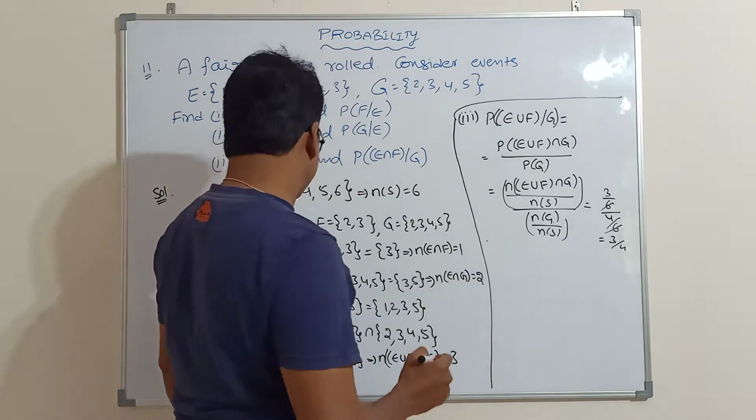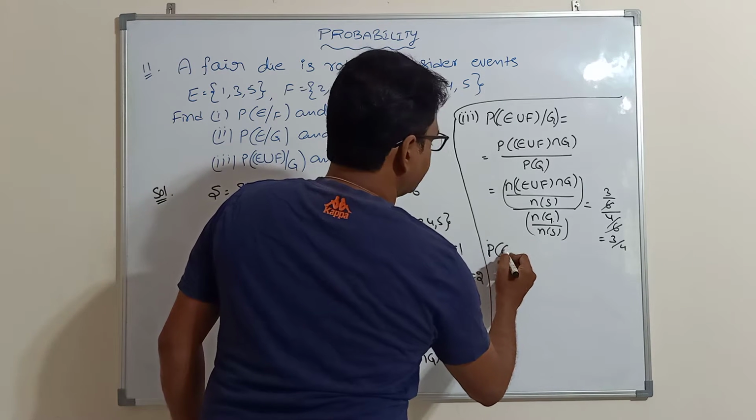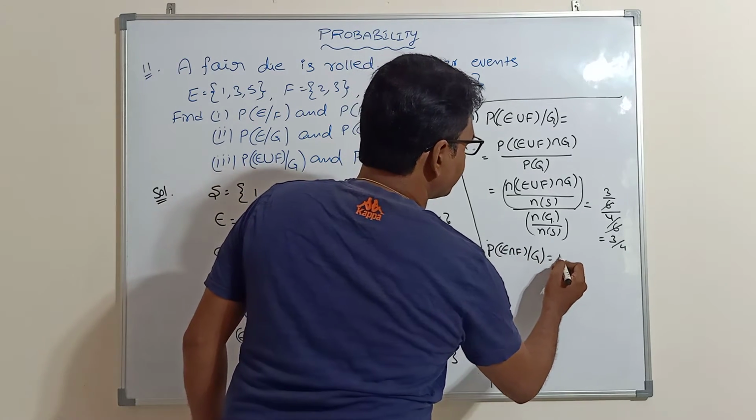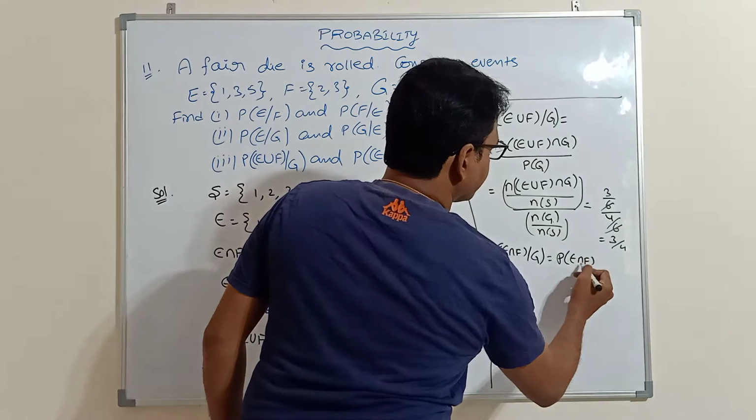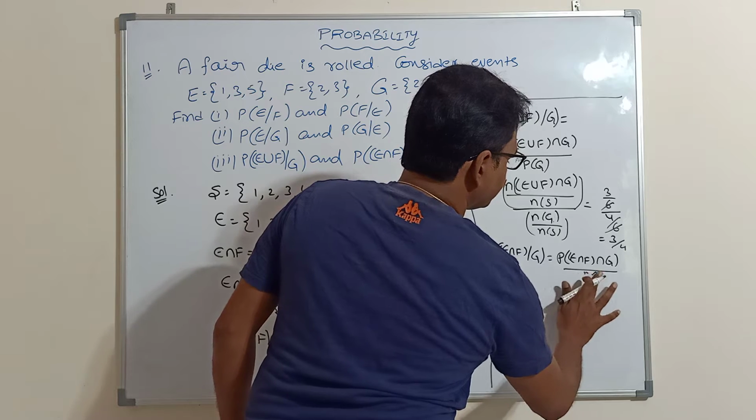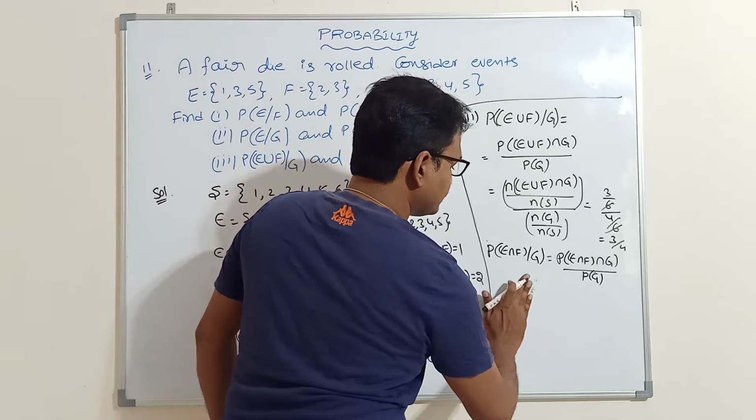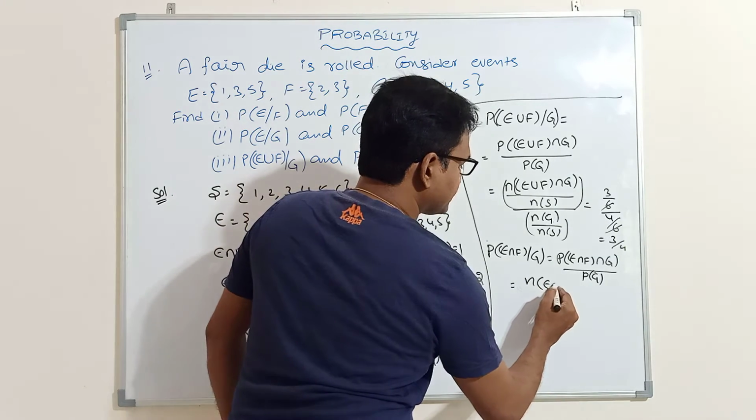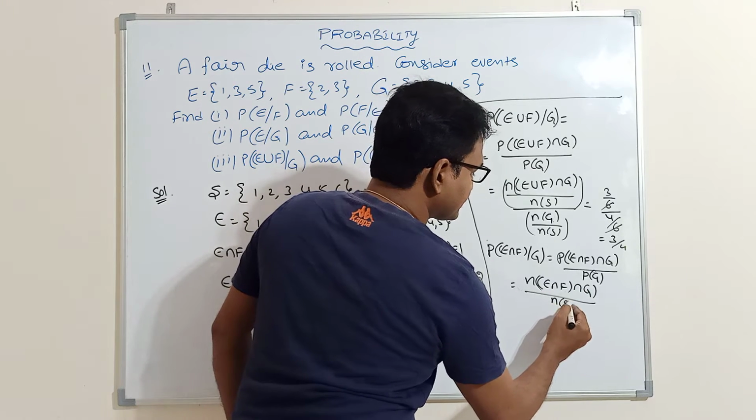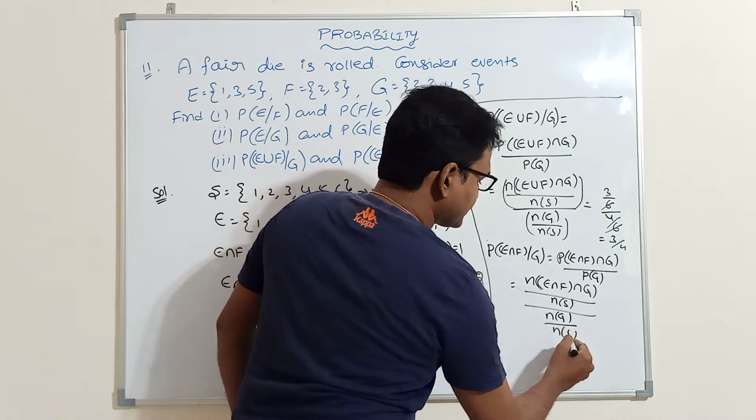Next, third, second one. P of E intersection F given G is equal to P of E intersection F intersection G by P of G. That means N of E intersection F intersection G by N of S, by N of G by N of S.